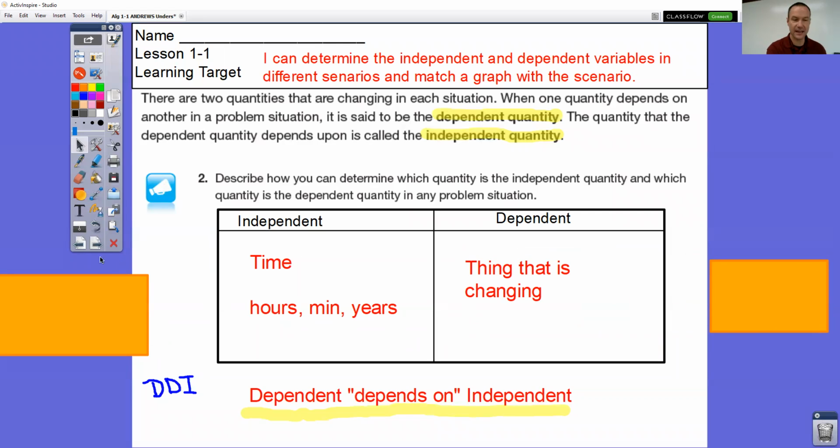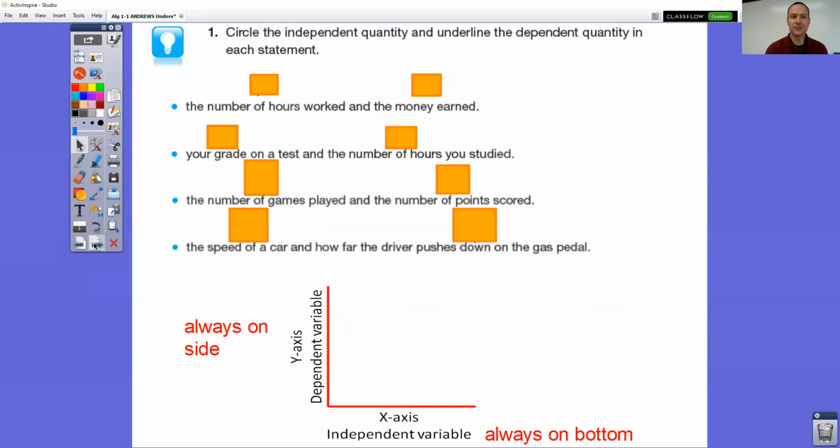So we're going to see these in a lot of different ways and a lot of different scenarios in this lesson. So what they want you to do here, they give you 4 different scenarios, and they want you to identify the independent and the dependent in each scenario. So the number of hours worked and the money saved. Remember that the dependent depends on the independent. And remember, the independent is always your time.